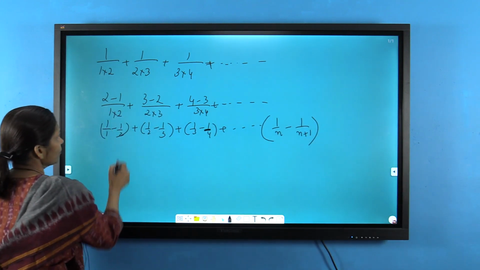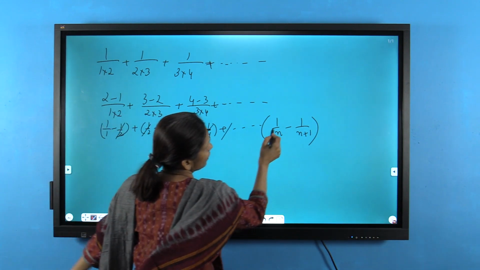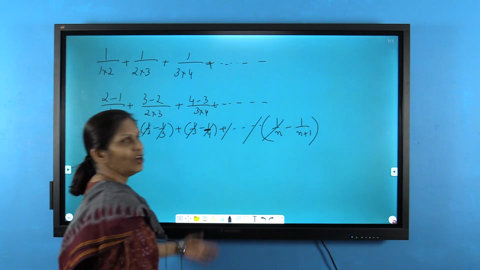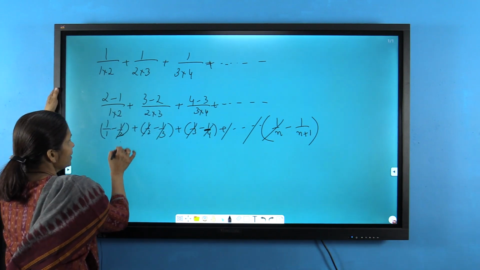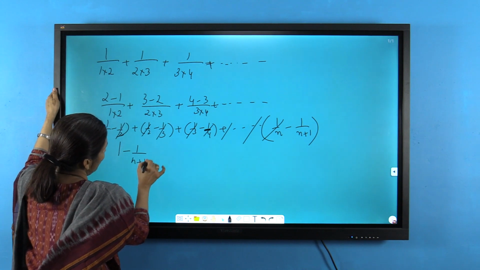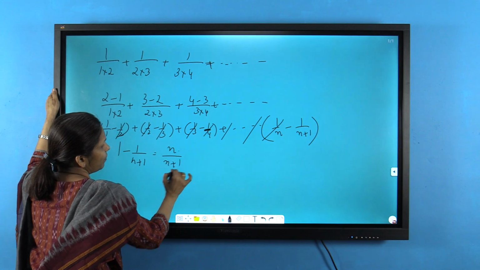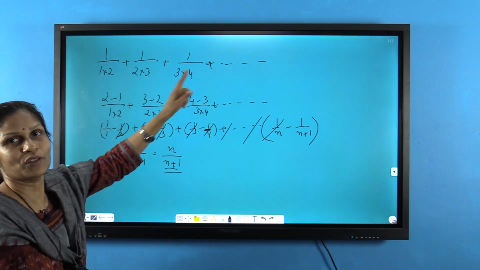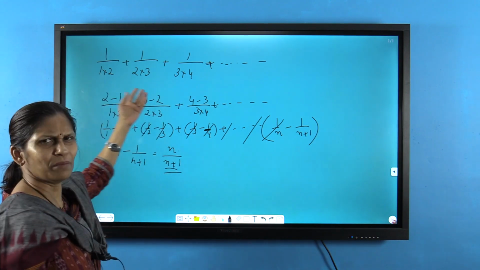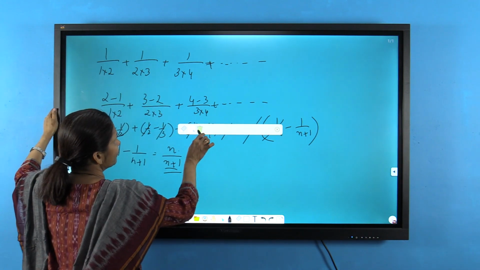So, this and this would cancel. What is your final answer? It is 1 minus 1 by n plus 1, that is n plus 1 minus 1, n divided by n plus 1, is the answer to the sequence. Okay. In a similar way, I am just extending it a little further.